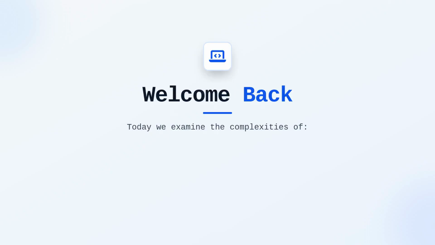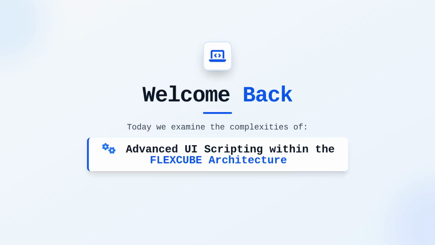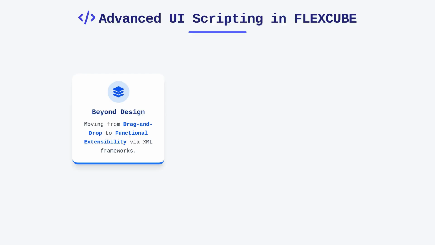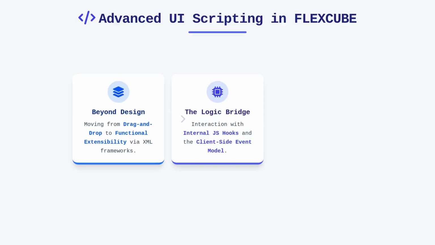Welcome back. Today we examine the complexities of advanced UI scripting within the FLEXCUBE architecture. When we approach advanced UI scripting in FLEXCUBE, we are moving beyond the realm of simple drag-and-drop screen design into the territory of functional extensibility. The system provides the extensible markup language-based interface framework, but advanced logic often requires deep interaction with the internal JavaScript hooks that the platform exposes.